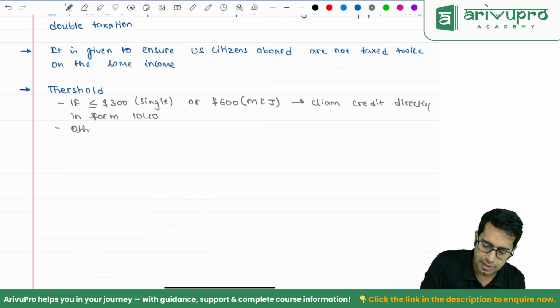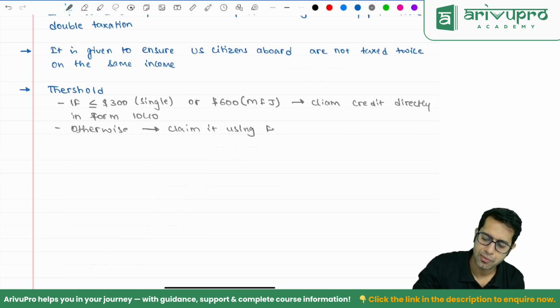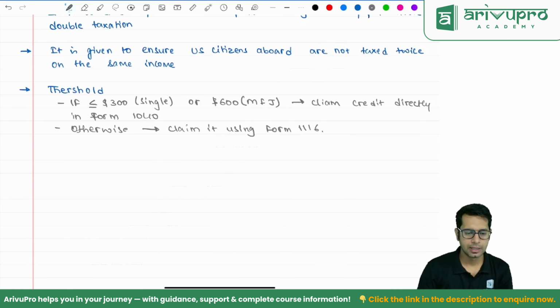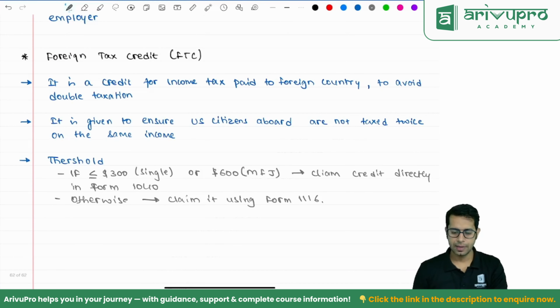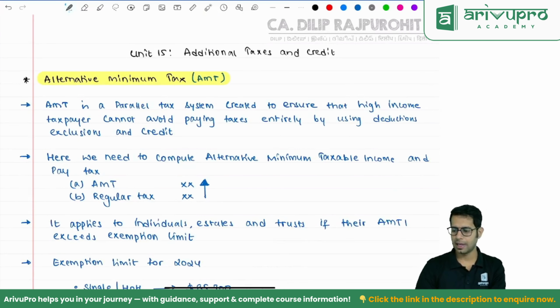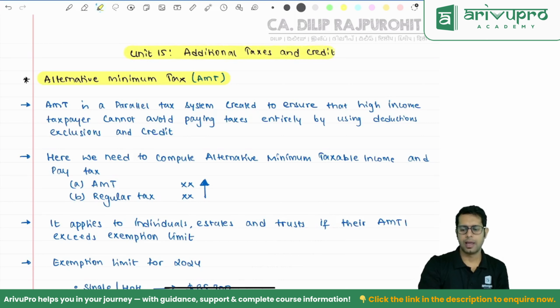Or else what will happen, sir? Or else you will have to claim the credit using form 1116. This is the form which you have to use. If it is not less than that limit, then this is the form which you have to use. So basically, these are the different types of credits. We'll take a short break and complete the discussion on this on the other side of the video.